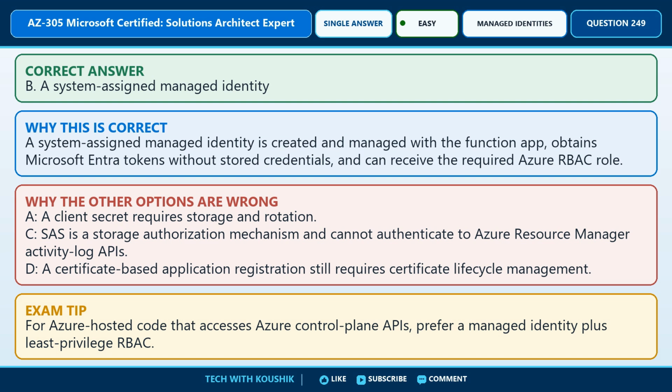A. A client secret requires storage and rotation. C. SAS is a storage authorization mechanism and cannot authenticate to Azure Resource Manager Activity Log APIs. D. A certificate-based application registration still requires certificate lifecycle management. Exam tip. For Azure-hosted code that accesses Azure control plane APIs, prefer a managed identity plus least privilege RBAC.